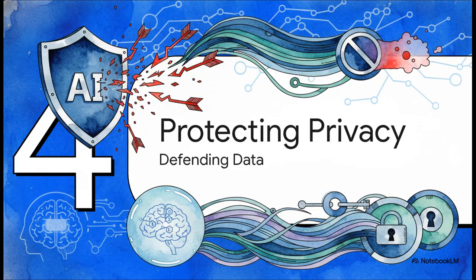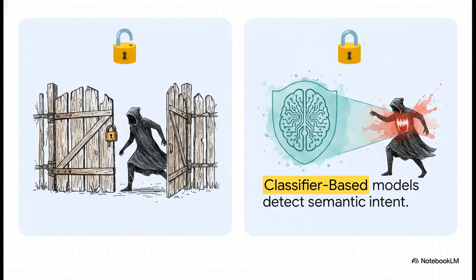Let's pivot over to Section 4, Protecting Privacy and Data. So how in the world do we stop this? We have to pivot to blue team defense, because you can't just untrain an AI once it has memorized something sensitive. Security engineers fight back using guardrails, which are placed both before the input hits the model and before the output ever reaches the user.